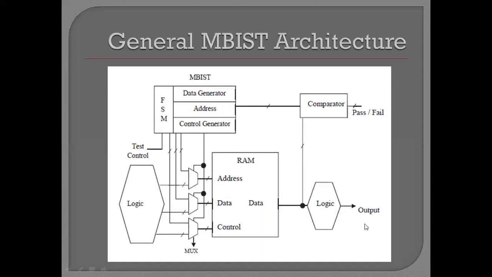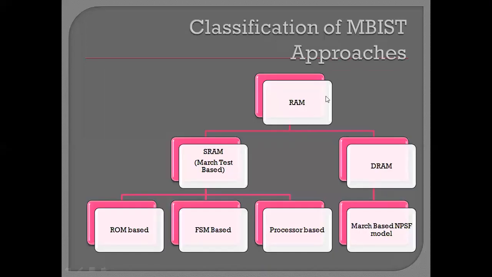Okay, so now we come towards the classification. When we talk about memory BIST approaches, we have to deal with RAM and ROM separately. ROM can be a simple extension of ROM testing techniques, which we haven't covered. RAM testing is further divided into SRAM and DRAM. Normally, the SRAM test can be further classified as ROM based, FSM based, and processor based. Now, what does this mean?